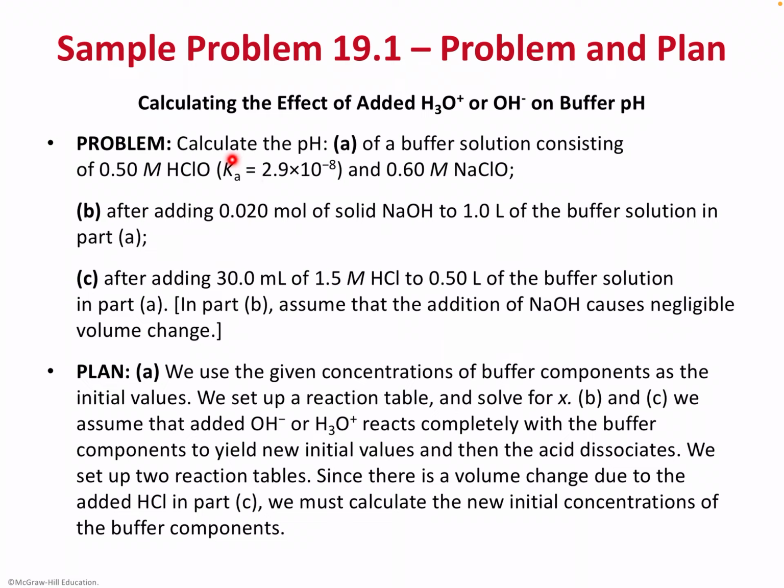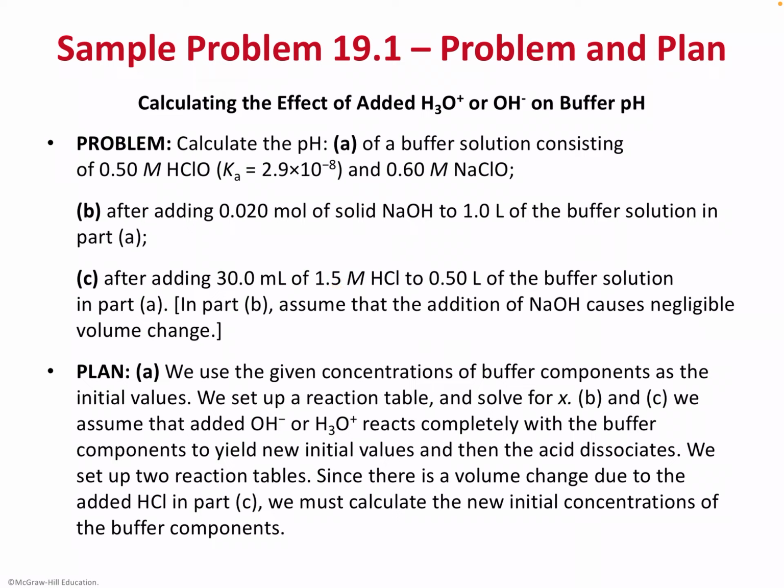Okay. First part is calculate the pH of a buffer solution consisting of 0.5 molar hypochlorous acid and 0.6 molar sodium hypochlorite. Now, do you realize this is a buffer system, because you have the weak acid HClO and then the hypochlorite anion given as sodium hypochlorite. Removal of the hydrogen gives us the salt. So this is a buffer component. So we want to first find out the pH of this buffer solution. Let's see how we are going to do that.